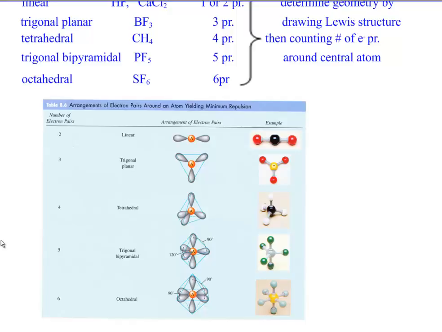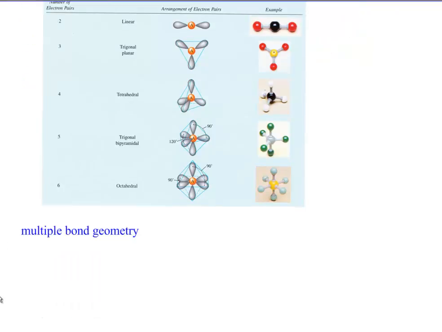My guess is you went through these things in your first year chemistry when you were dealing with geometries, so you should know these. You should know the number of electron pairs and what VSEPR geometry that generates. So what happens when I have multiple bonds? How do I deal with that?